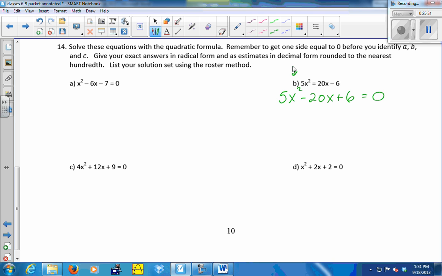So in this case, what is A? 5. The coefficient on the x squared is your A. What is your B? Negative 20. The coefficient on x is a negative 20. And what is your C? 6. So A, B, and C are your coefficients of the x squared, the x, and the constant term. So we've got 5, negative 20, and 6. And then we plug those values of A, B, and C into the quadratic formula. I'm going to write it over here.